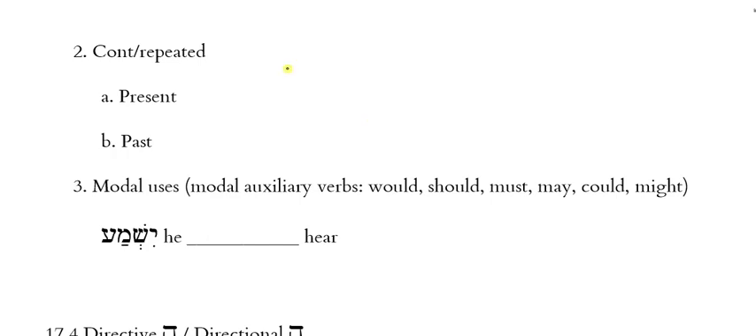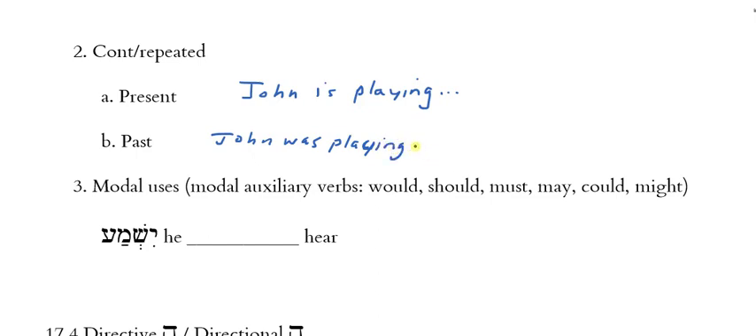If I were wanting to say that something was going on right now and in process, I might say something like this: John is playing, right? And the imperfect conjugation could be used for that kind of action. In the past tense, if I wanted to indicate that John was in the process of doing this activity, I could say John was playing, right?